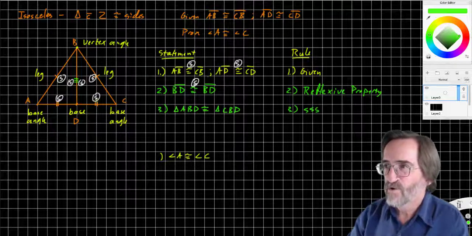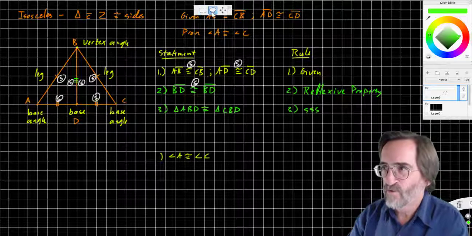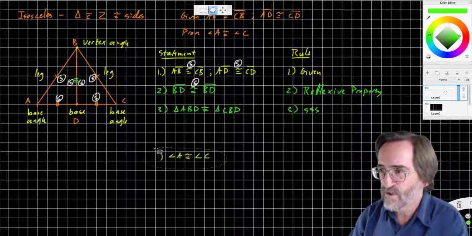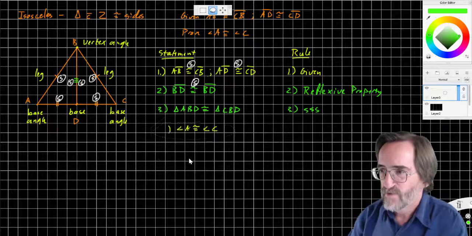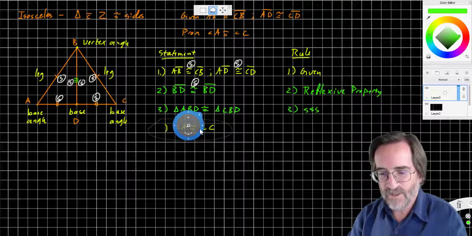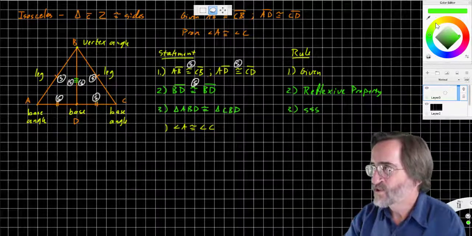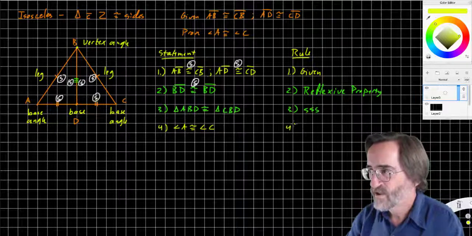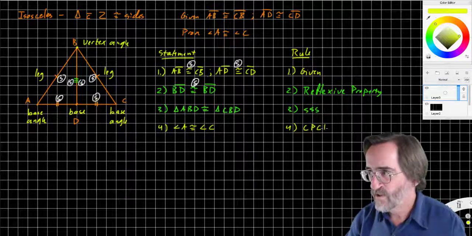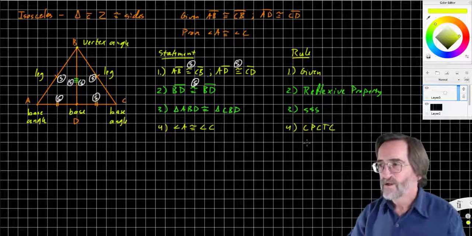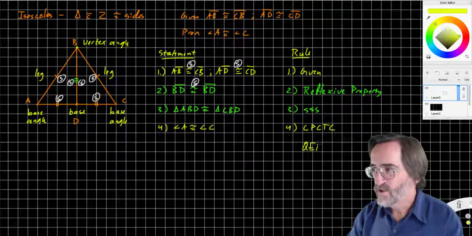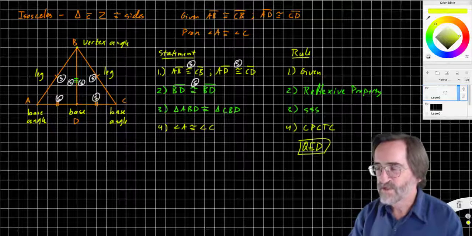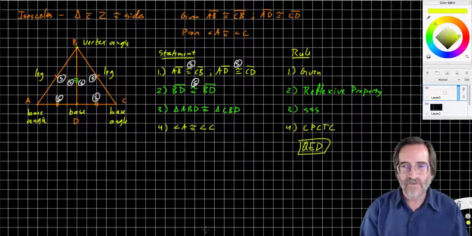Now that they're congruent, we know that congruent means all the corresponding parts are congruent. So I'm going to bring this in here. Angle A is congruent to angle C since corresponding parts of congruent triangles are congruent. Okay, so QED, quod erat demonstrandum. I said what I was going to prove, and I proved it.